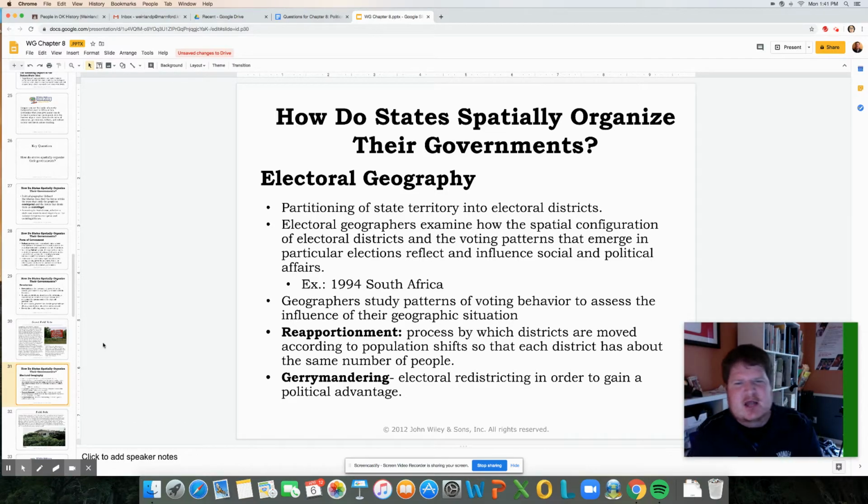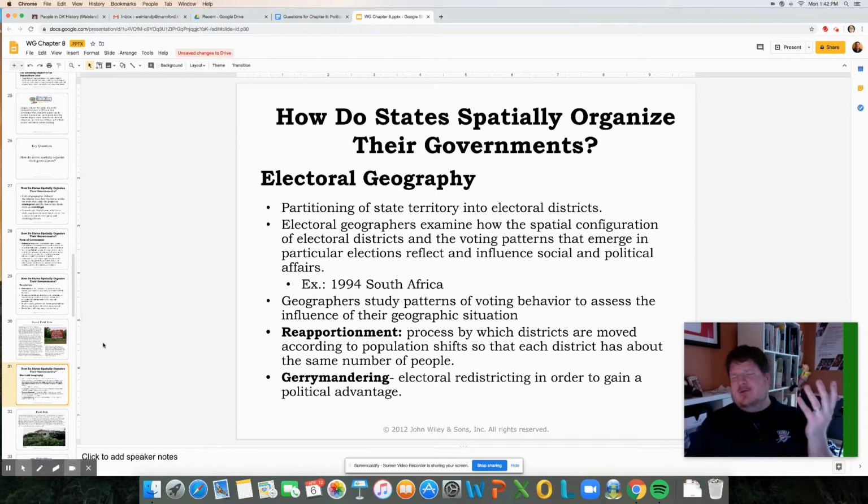We do see that electoral geographers are always examining the world. How do voting districts work? How does the voting system work? How do individuals get voted into office? There's reapportionment, the process by which districts are moved according to the population shifts so each district has about the same number of people. So we see this happening a lot with the U.S. Congress. When the population goes down in one state, and another state goes up, then we see seat shifts.